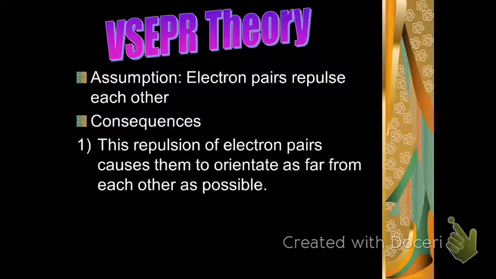The first one is that this repulsion causes the electron pairs to orient as far from each other as possible. And when they do this, they start affecting the geometry of a molecule. And in a little bit, you'll see how just adding lone pairs will change something from being a straight line to being bent, from having a crook in it. Just by having electron pairs.